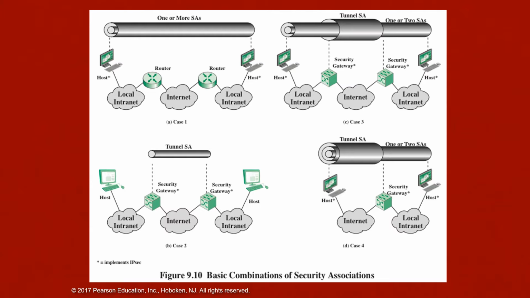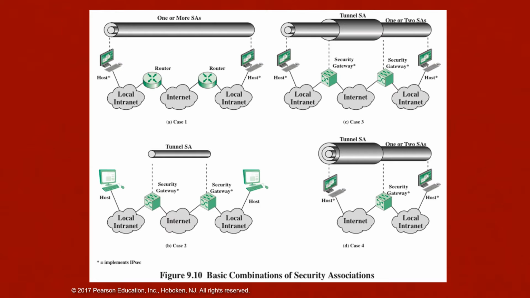Basic combinations of security associations. The IPsec architecture document lists 4 examples of combinations of SAs that must be supported by compliant IPsec hosts. For example, workstations or servers, or security gateways, firewalls or routers. These are illustrated in the figure.